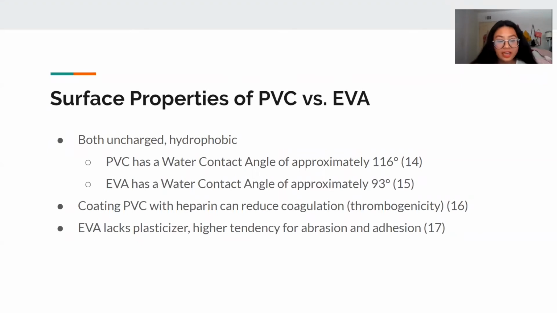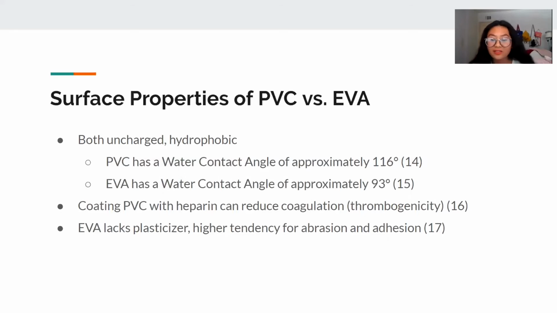Both PVC and EVA are uncharged and hydrophobic, allowing for blood to stick to the inner surface of the blood bags. However, with the coating of heparin on the PVC inner surface, the blood bag can demonstrate reduced adhesion of blood coagulation proteins such as fibrinogen. This reduced blood clotting and thrombogenicity thus increases blood cell viability for patient use.